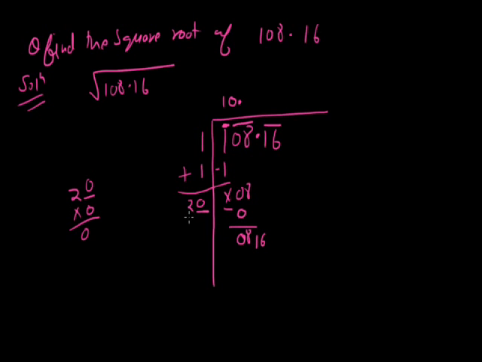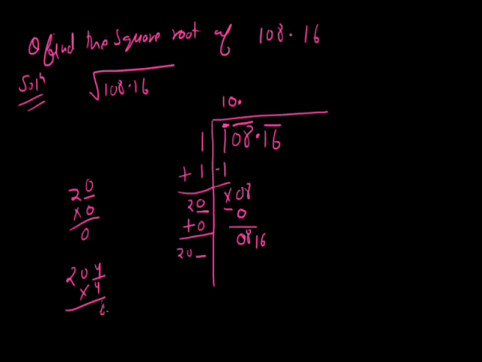Now here I have to add 0. 20 plus 0, that is 20 with a blank. Now here I have to fill a digit so that the product becomes 816 or near to 816. Let's say if I put 4 here and multiply with 4, because we are writing 4 here, so we have to multiply by 4.